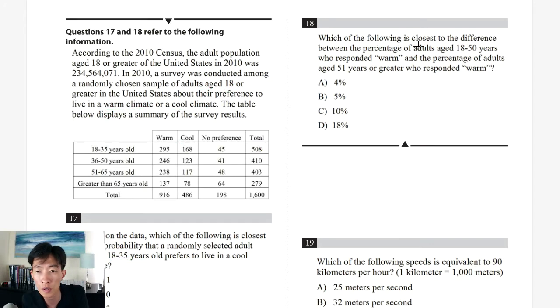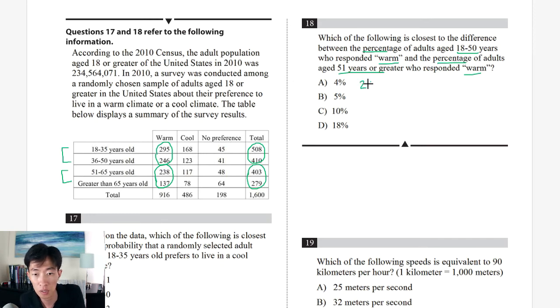Question 18. Which of the following is closest to the difference between the percentage of adults aged 18 to 50 who responded warm and the percentage of adults 51 or greater who responded warm? So keep in mind that we're dealing with two categories, because 18 to 50 is the 18 to 35 and the 36 to 50. So the percent of that group is warm over the total. We're going to have to do a total of the warm responses divided by the total of all the people in that group. And then they want to compare that to the adults age 51 or greater. So that's this group, 51 to 65, as well as greater than 65. And we're going to have to do the same thing: total all the people who preferred warm versus the total number of people in those age groups. So those are the numbers that we're comparing.